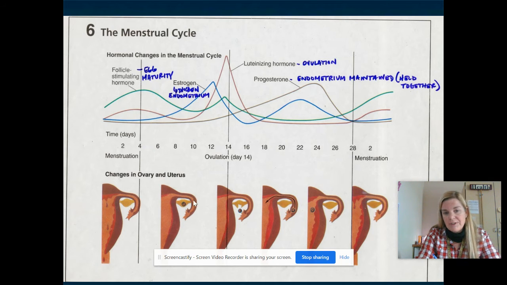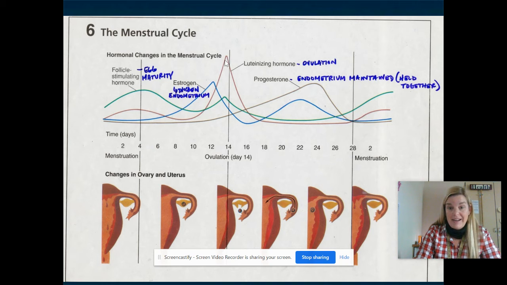And then we're going to move over to day 14. That's ovulation. So the ovary releases an ovum or egg, and the ends of the fallopian tubes will sweep it in, and it'll start to travel through the tube towards the uterus. So let's look up above, day 14.